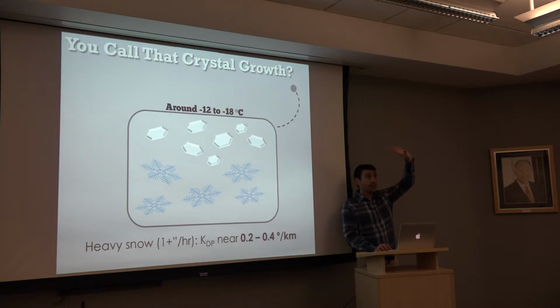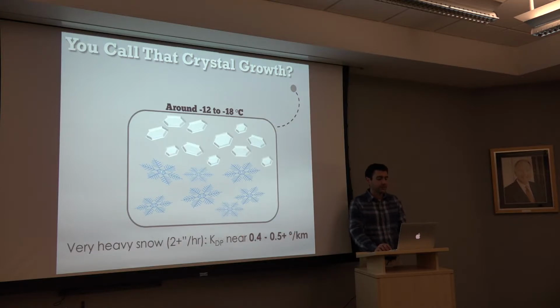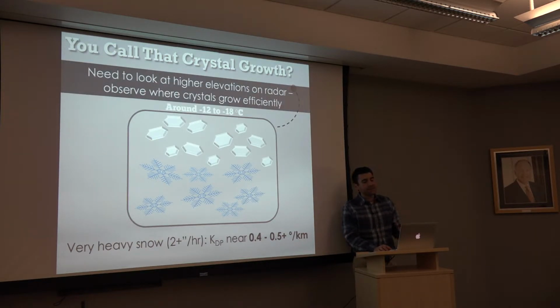And again, this is all up top where we're watching our ice crystals generate in this -12 to -18 degrees Celsius range. And then if we start to get to really heavy snow associated with lots of ice crystals growing aloft, we're looking at KDP maybe about 0.4 to 0.5+ degrees per kilometer. So we're starting to increase those values even more. But remember, we highlight it in white. We've got to look at higher elevations on radar. That's where we can observe crystals grow efficiently.